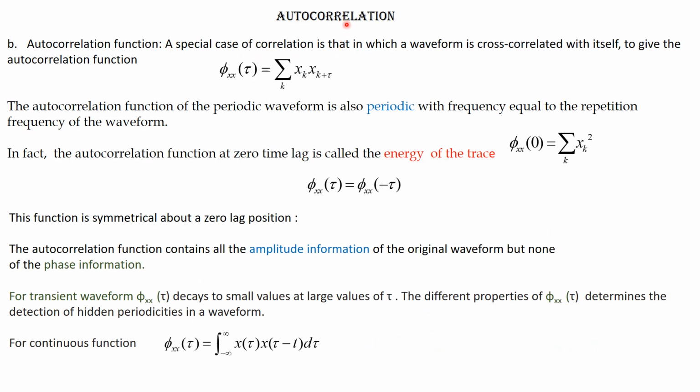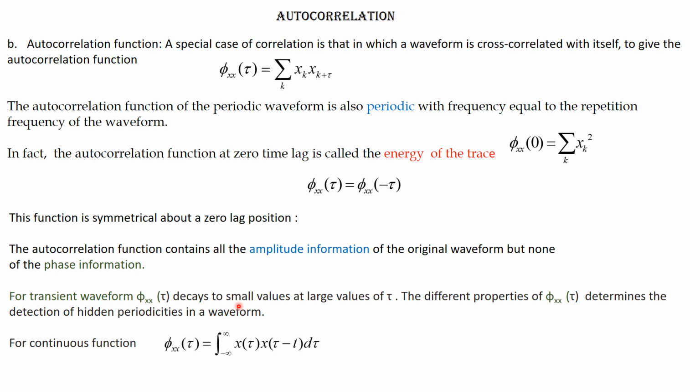Before that, we'll discuss autocorrelation. Here the signal y is replaced by the same signal xk. So this waveform is cross correlated with itself. That is called the autocorrelation function. If the lag is equal to 0, the zero time lag is called the energy because it is the square of the amplitude. It is symmetrical with respect to the zero lag position. It contains all the amplitude information, as is evident from this equation, but none of the phase information.